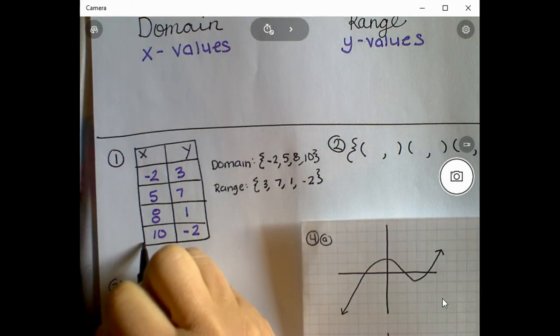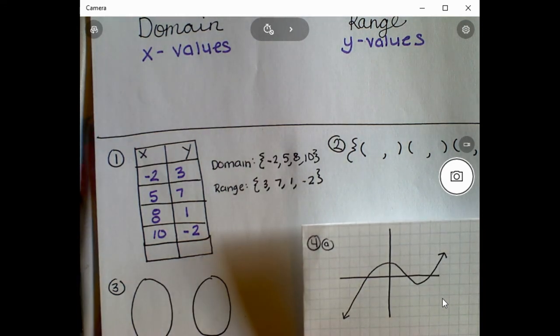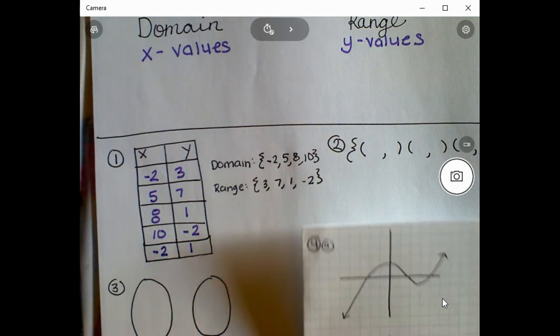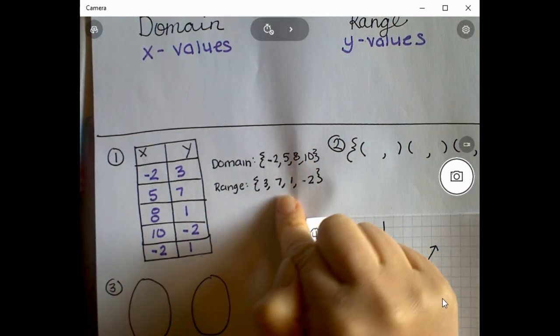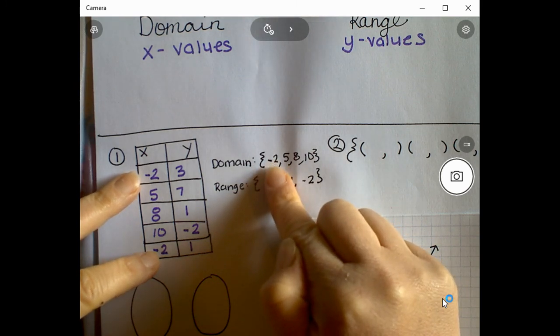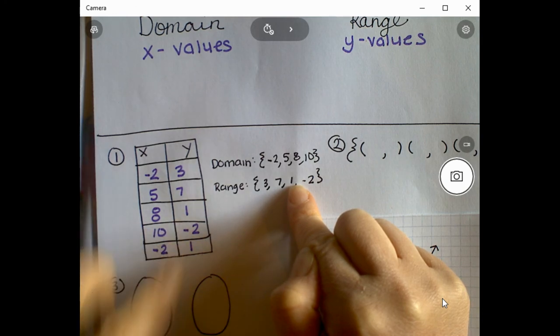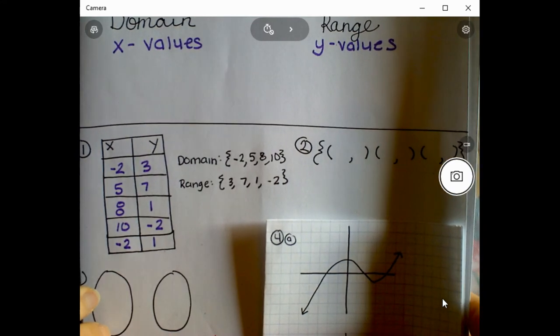And just for purposes of discussion, let's say in this, we also had another point, okay? Now, we actually don't change the domain and range here because look, we already had -2 in the domain, so we don't need to write it twice. It appears twice, but we don't need to write it twice, all right? And we already had a 1 in the range, so even though it appears twice, you write it one time, okay? That's one way you might see it in a table.